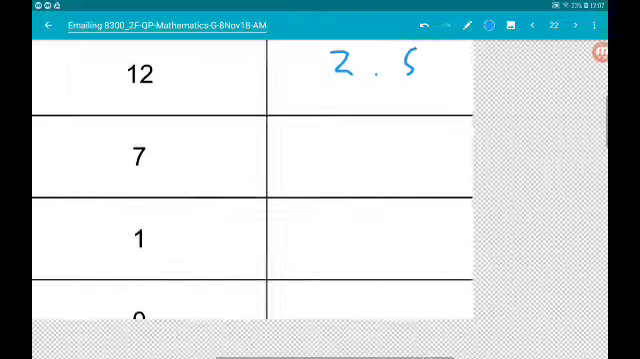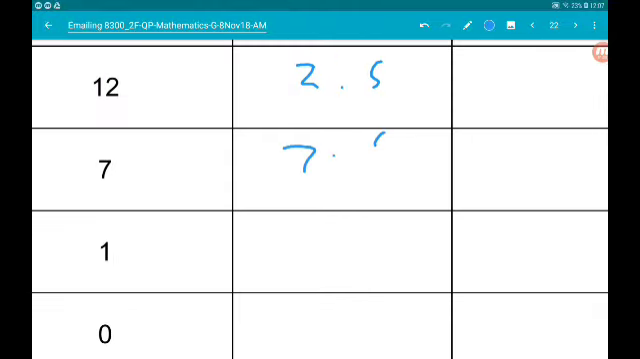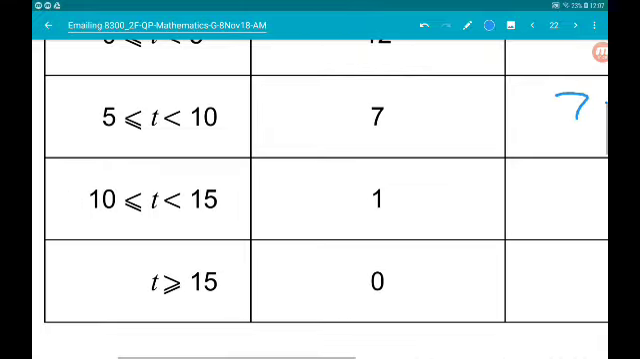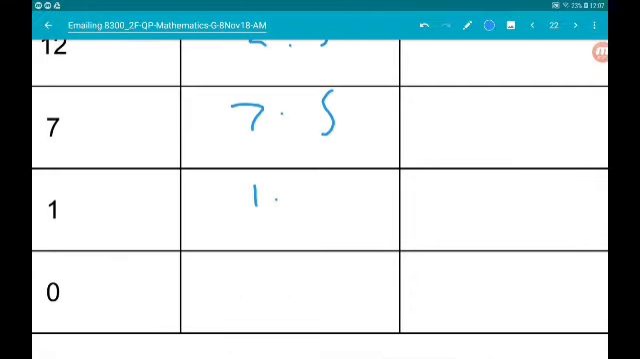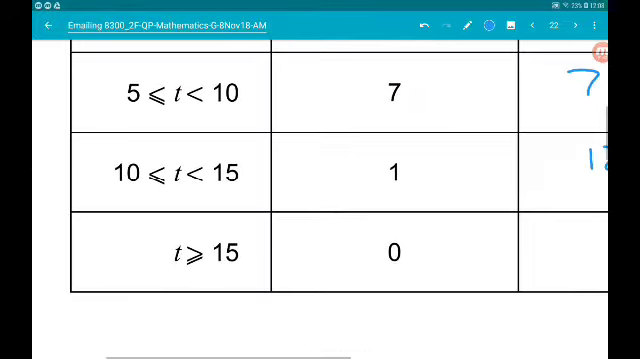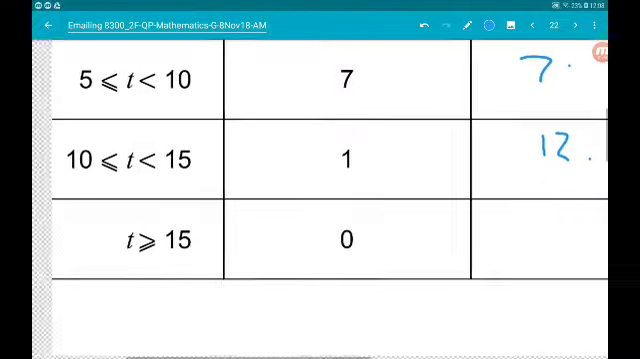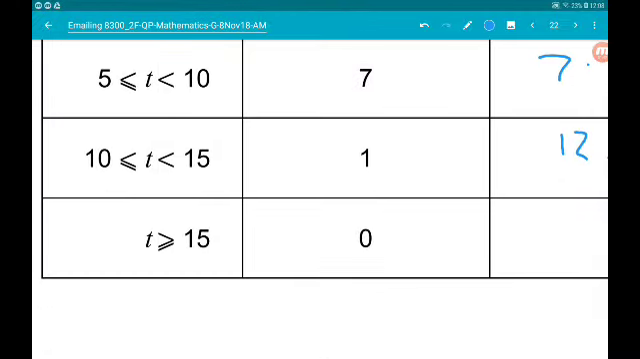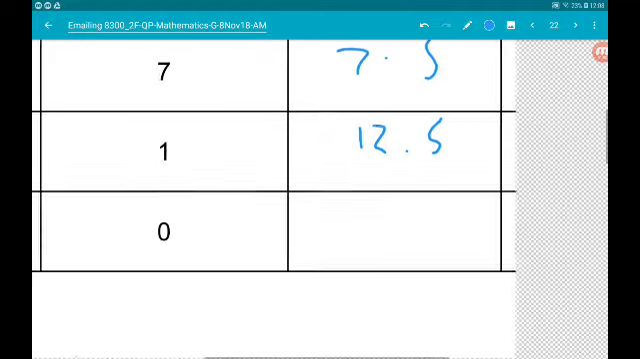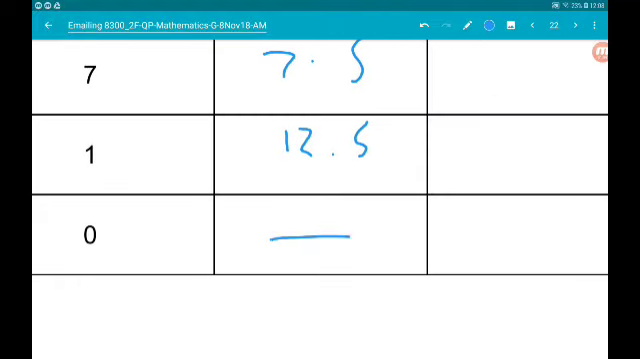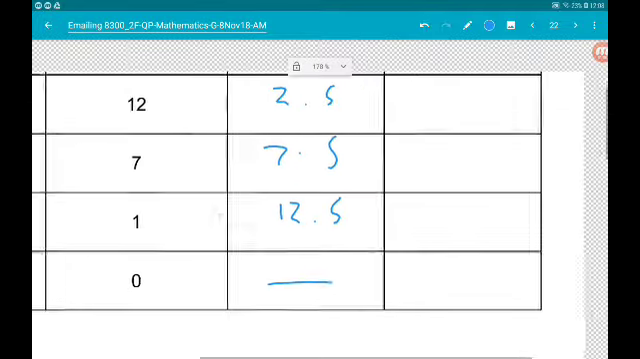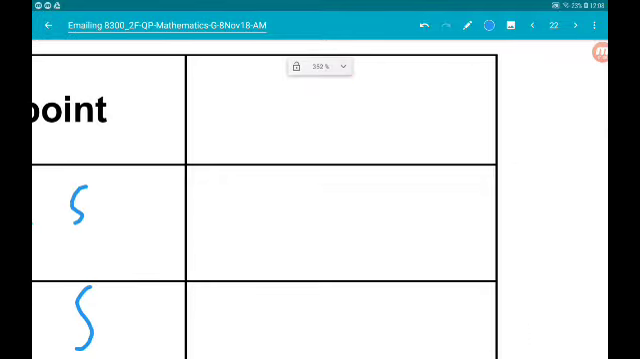So 5 to 10, the midpoint is 7.5. 10 to 15 is 12.5. And there's no midpoint for the last one because it's t greater than or equal to 15. But that's not going to bother us because there's a 0 in there anyway, so we can't do anything in there. Okay. So what we now do in this one are the midpoints times the frequencies.